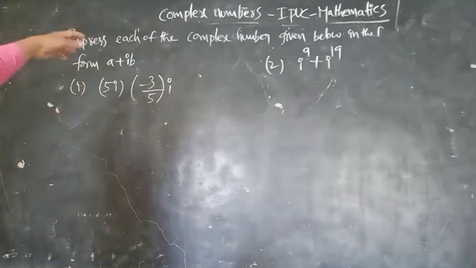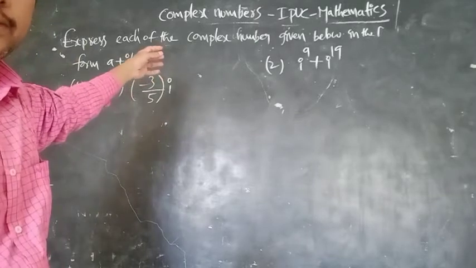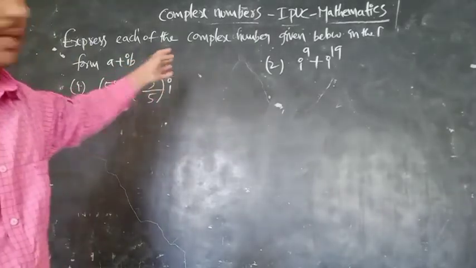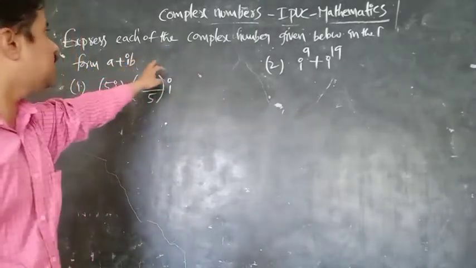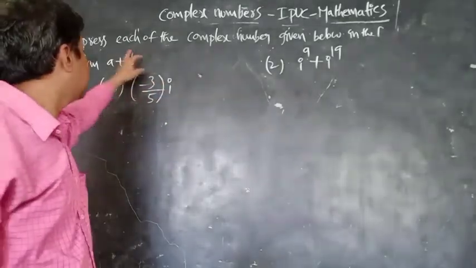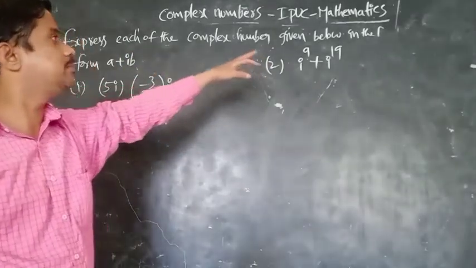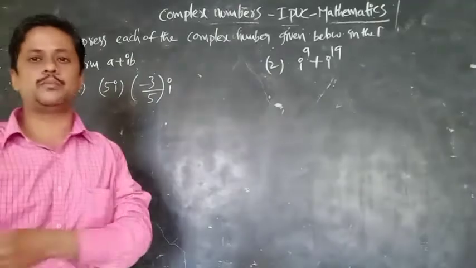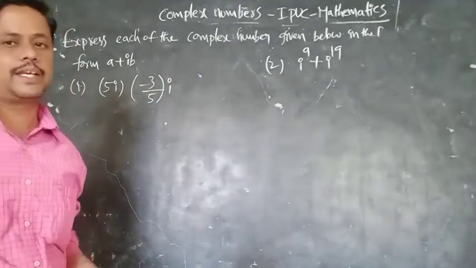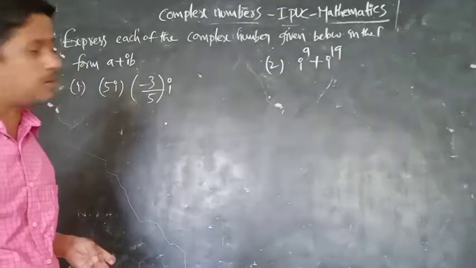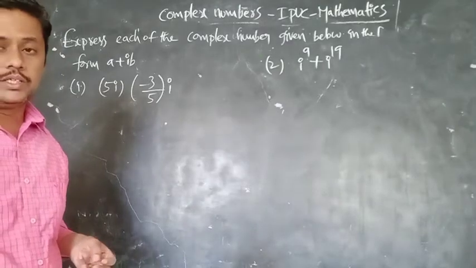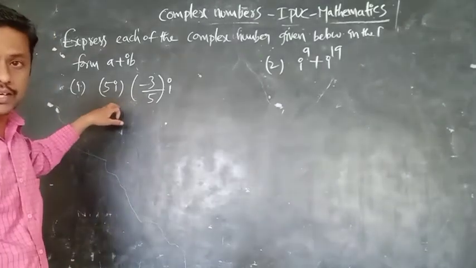So my dear students, see the next exercise 5.1, complex numbers. Express each of the complex numbers given below in the form a plus ib. Let us express them in the a plus ib form. So here the first question is given like this.